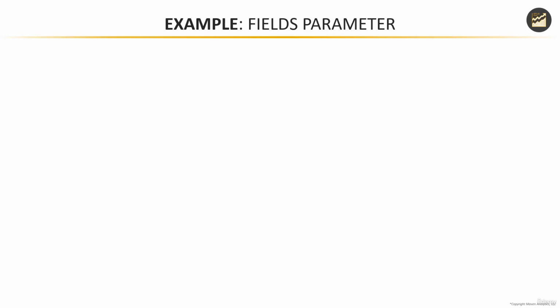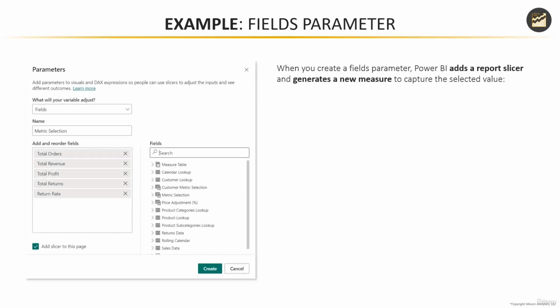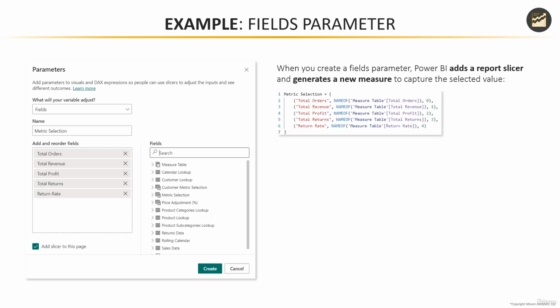So we've talked about numeric range parameters. Now let's take a minute to dig into fields parameters. When you create a fields parameter, just like a numeric range parameter, Power BI automatically generates some DAX behind the scenes. It's going to add a new report slicer to the page and generate a new measure that looks something like this. And that's designed to capture the selected value.